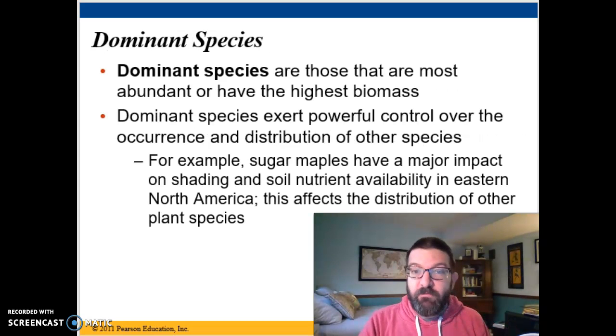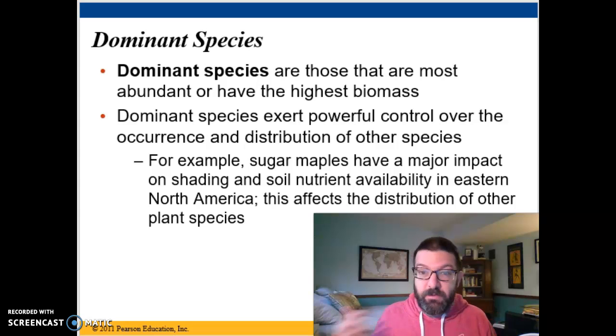If they are very, very abundant, more so than other species, we tend to call them the dominant species, if they have just the highest biomass or the most abundance. And one example of this is sugar maples. They have a major impact on shading and soil nutrients for the rest of the forests in eastern North America, and that has a big effect on how other plant species are distributed.